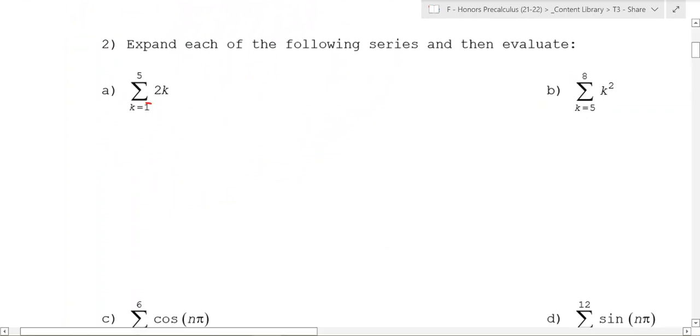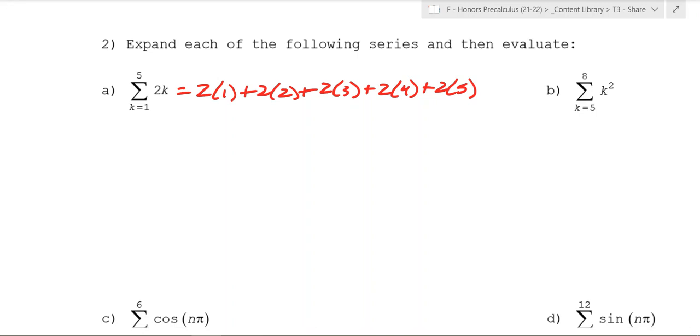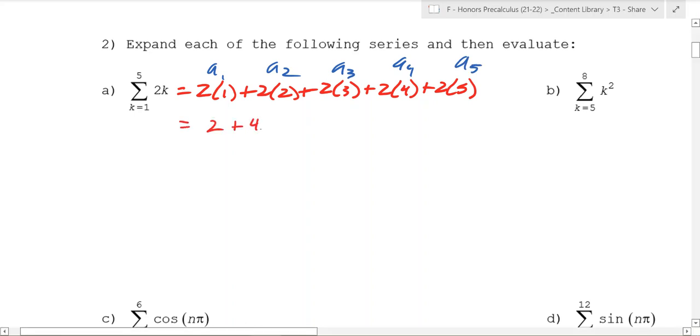What does this mean? It means the index starts at 1 and goes to 5. So when k is 1, 2 times 1 is 2. So this is equal to 2 times 1 plus 2 times 2 plus 2 times 3 plus 2 times 4 plus 2 times 5. You go all the way up to 5. And this number is A1. This is the second entry, this is the third, this is the fourth, and this is the fifth. And when we add them all together, it becomes a series. So what we're adding together is 2 plus 4 plus 6 plus 8 plus 10, and that gets us 30.